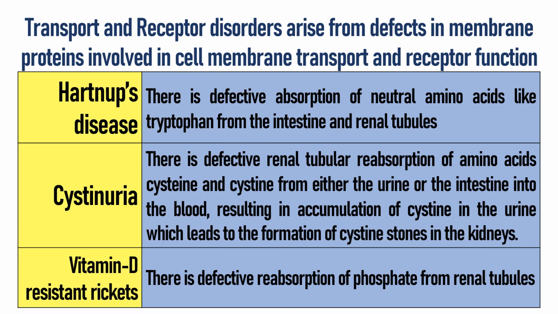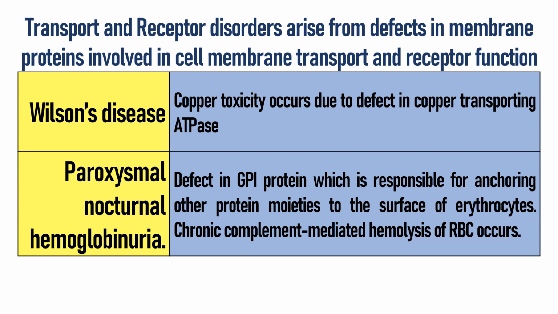Hartnup's disease, cystinuria, and vitamin D-resistant rickets are other prominent examples in this category. Cystinuria is caused by defective renal tubular reabsorption of the amino acids cystine and cysteine, from either the urine or the intestine into the blood, resulting in accumulation of cystine in the urine, which leads to the formation of cystine stones in the kidneys. In Wilson's disease, copper toxicity occurs due to defect in copper transporting ATPase. Paroxysmal nocturnal hemoglobinuria is another rare disease in this category.